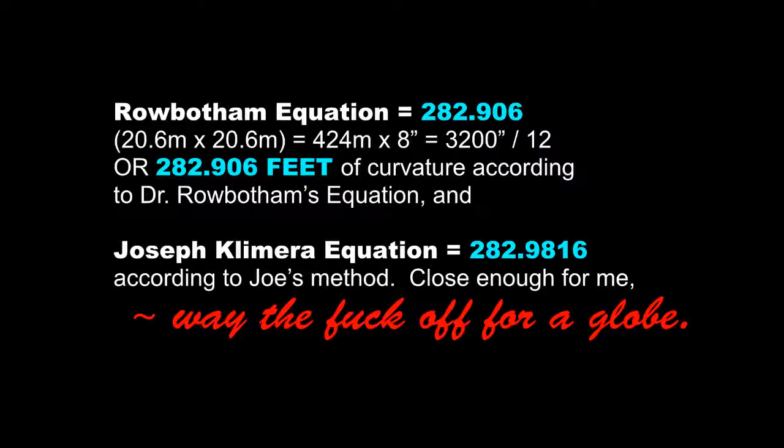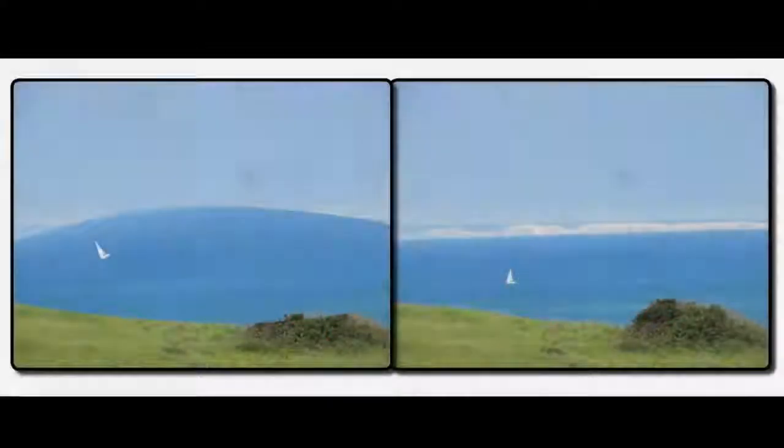Now, to give you a little bit of example of sailboats, their masts are usually about 30 feet tall, give or take, so that'll give you some idea of how tall the water is, not in that example with the schooner visible. Here's a good image of the arc of water, 282.9816 feet tall, question mark. Looks like a flat plane to me.